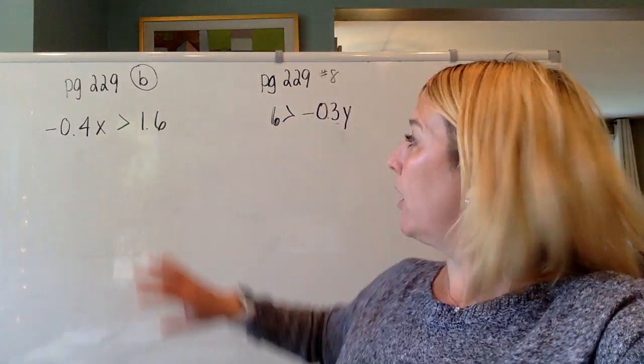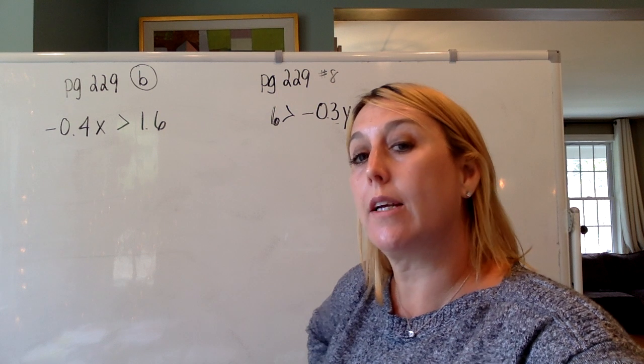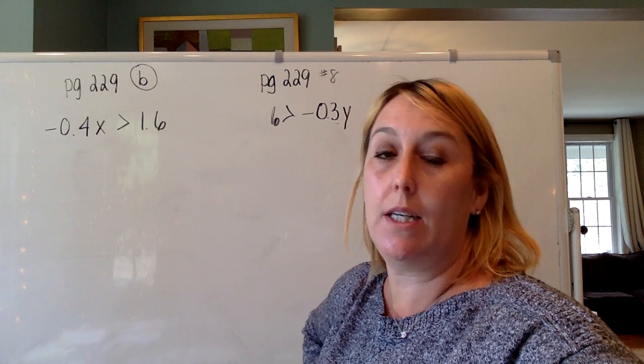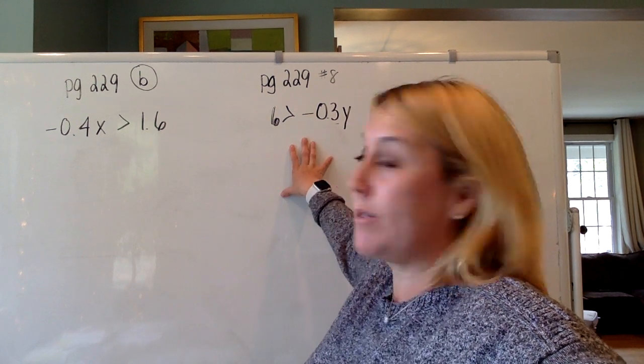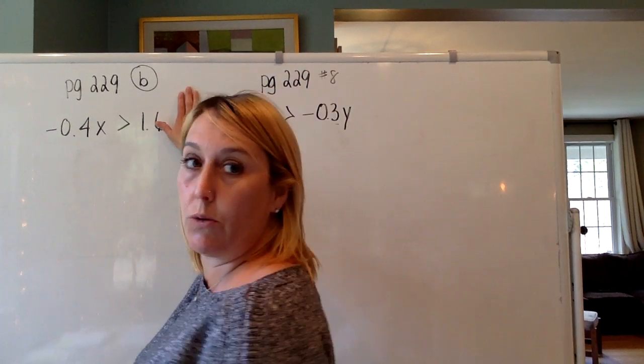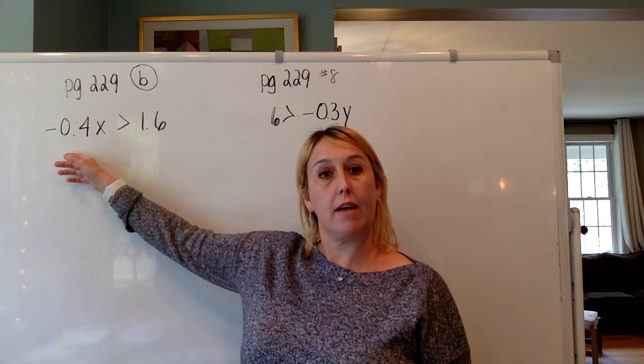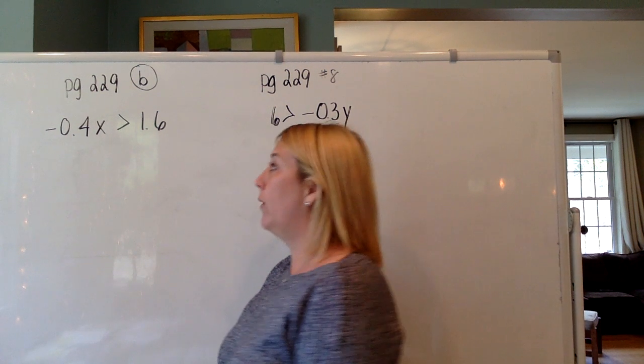Hey everybody, so we are continuing our work with inequalities and multiplying and dividing by negative numbers in inequalities. And this time instead of fractional coefficients, we have decimal coefficients. So let's get at it. We're at page 229, it's example B. Negative 4/10 x is greater than 1.6.